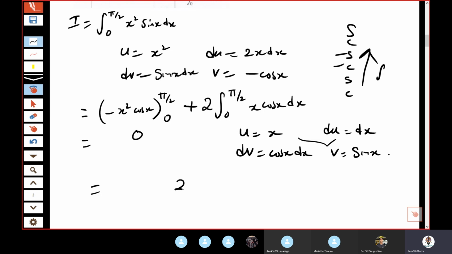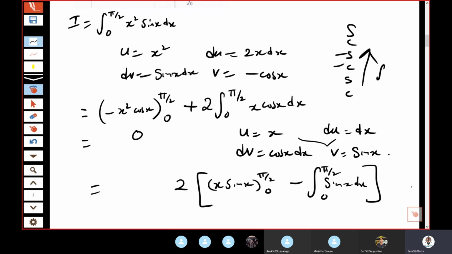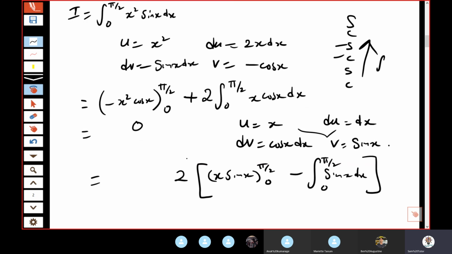2 times these two together. So x sine x, pi on 2 and 0. Right, big brackets here because it's 2 times a lot of things. Minus the integral of sine x dx. Any questions?